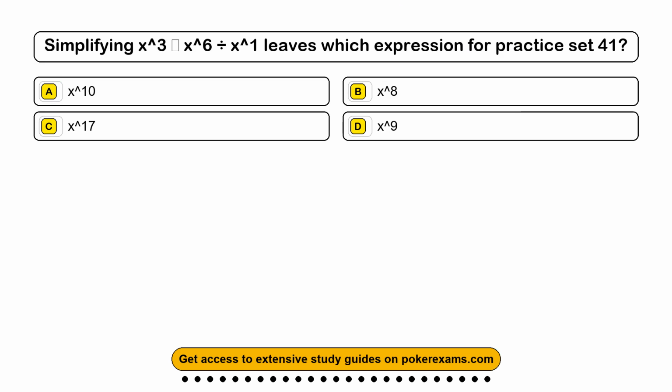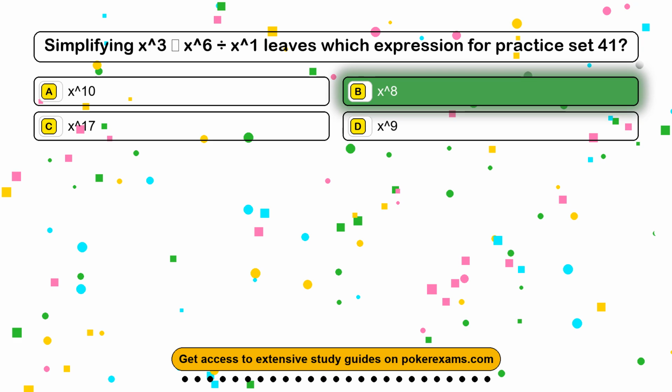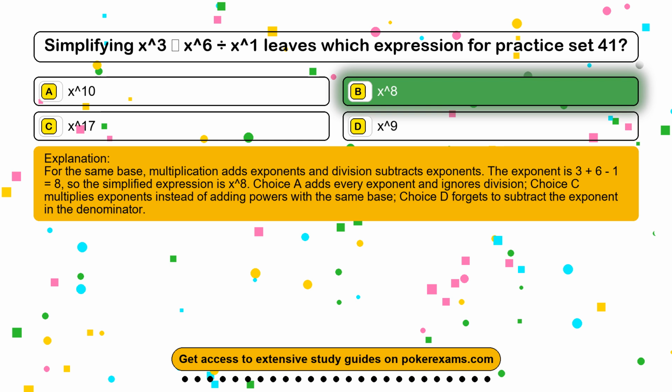Question 6. Simplifying x^3 times x^6 divided by x^1 leaves which expression for practice set 41? Option A x^10. Option B x^8. Option C x^17. Option D x^9. The correct answer is option B, x^8. For the same base, multiplication adds exponents and division subtracts exponents. The exponent is 3 plus 6 minus 1 equals 8, so the simplified expression is x^8.